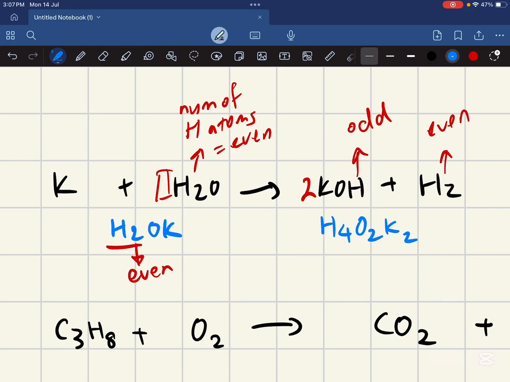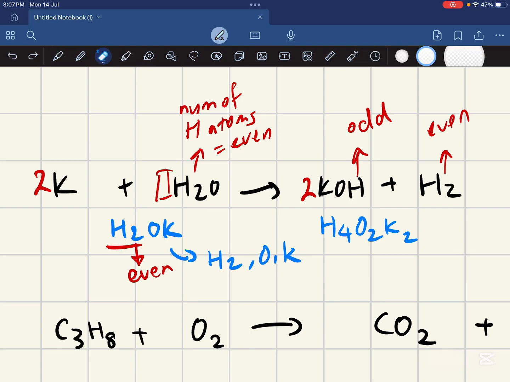Now we compare. This side we need H2, so it's H4. We need O2. We need an O and we need a K. So simply put, to get one more K, we double the K. To get one more H2 and one more O, we double the H2O. So if I just erase this, that is your final answer for this chemical equation.